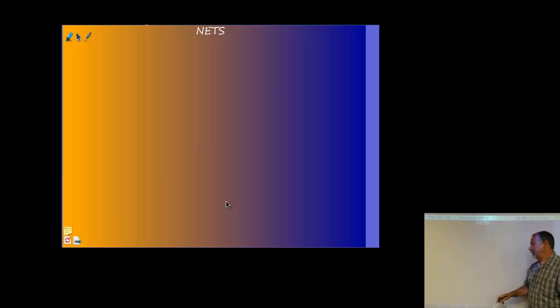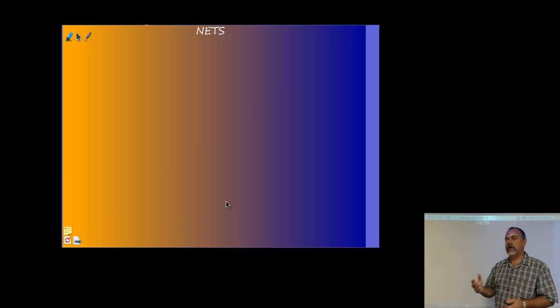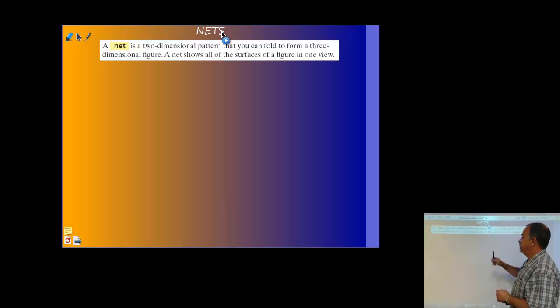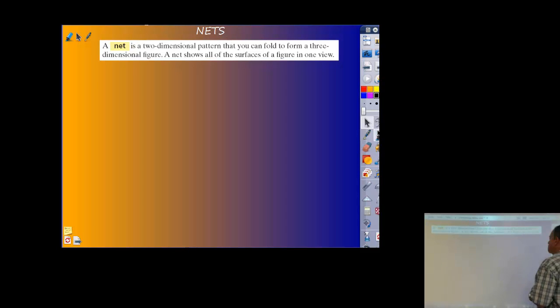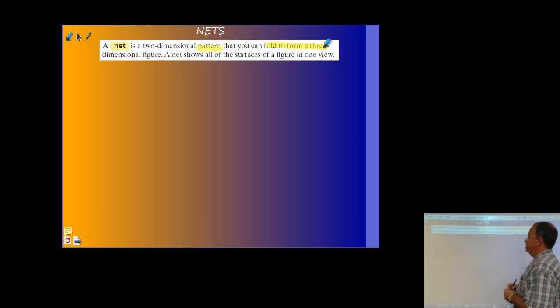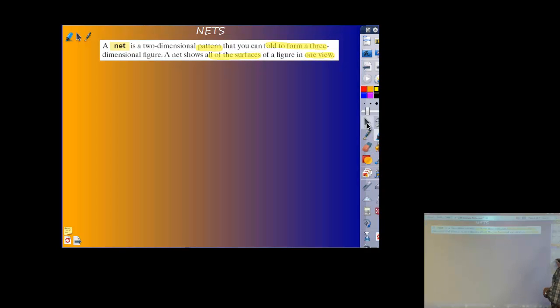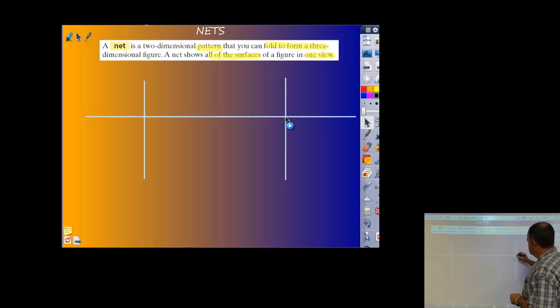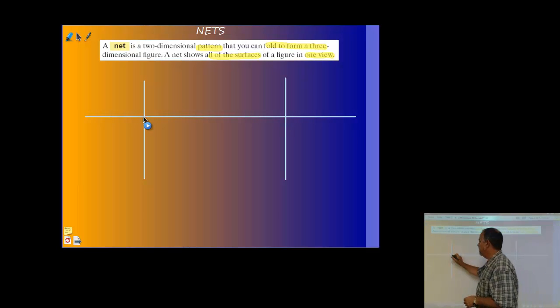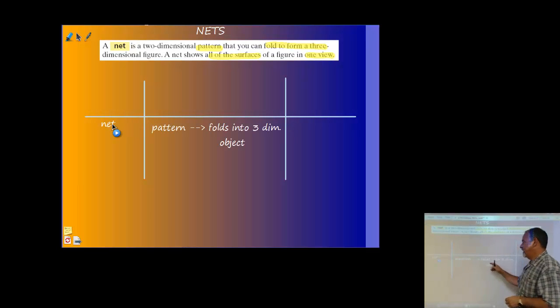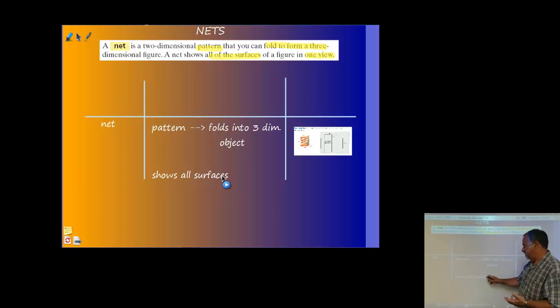The last drawing we're going to look at is net, and this one we'll use a lot later on in chapter 11 when we look at surface area. But a net is a two-dimensional pattern. Okay, so it's a pattern that you fold to form a three-dimensional figure. A net shows all the surfaces in one view. Okay, so again, that summarizes everything for us, so that's all we need to really write down: it's a pattern that folds into a three-dimensional object. Okay, and it shows all of the surfaces in one view.